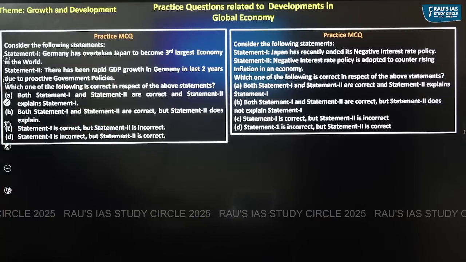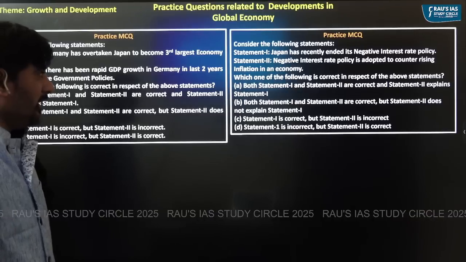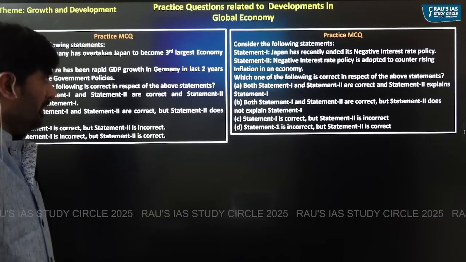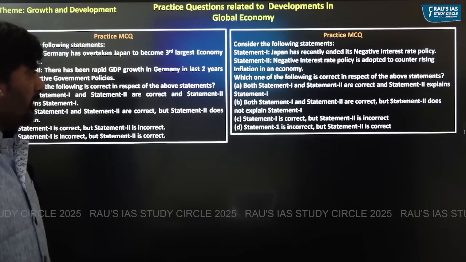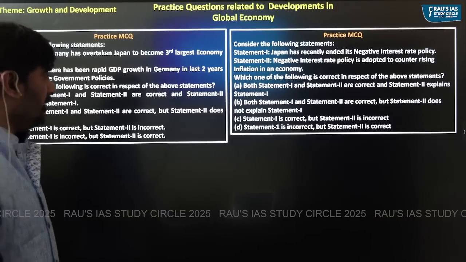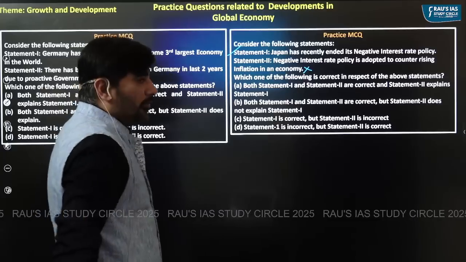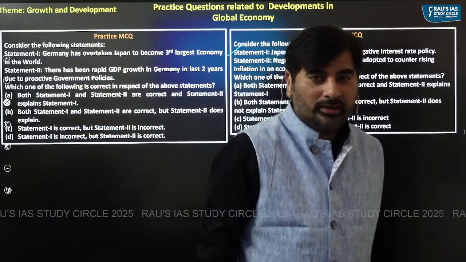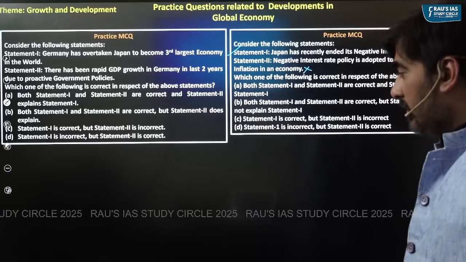Let's look at the next practice question. Japan has recently ended its negative interest rate policy, which is right. Negative interest rate policy is adopted to counter rising inflation, which is incorrect, because negative interest rate policy is adopted to counter deflation and economic stagnation.